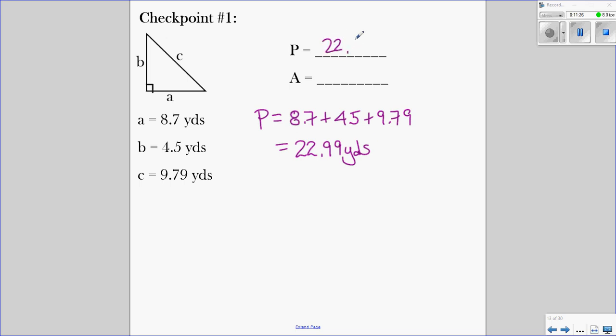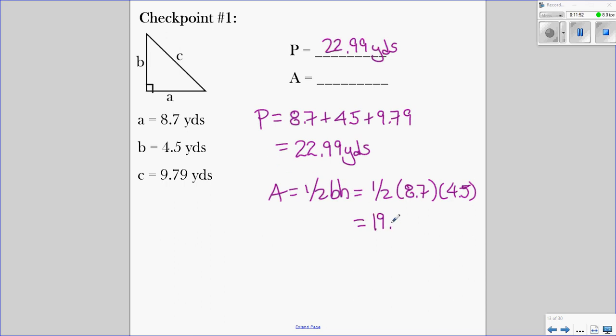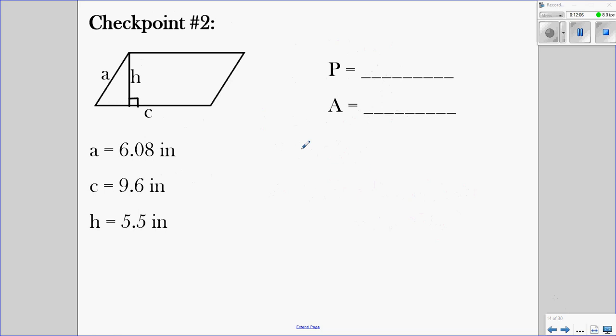So we got 22.99 yards for the perimeter, and now the area. This is a triangle, so it's half base times height. So half, the base is A, which is 8.7, and the height is B, which is 4.5. So then you get half times 8.7 times 4.5, which gives you 19.575 square yards. Alright, moving on to the next one.